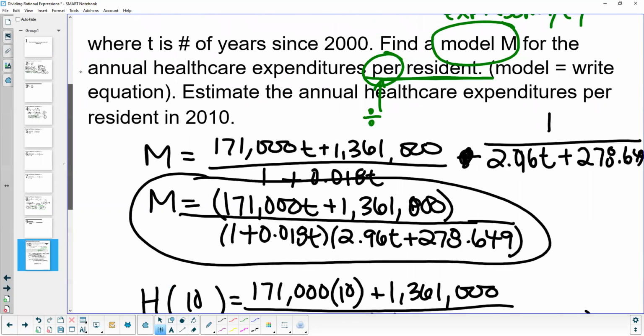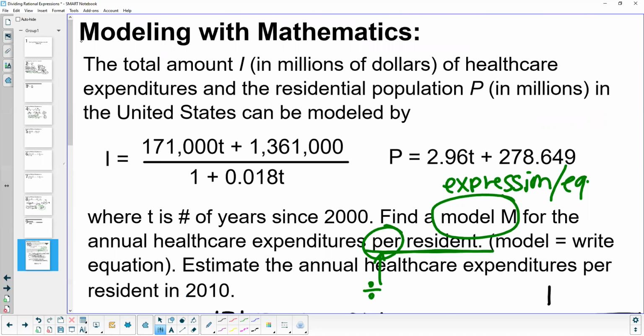So that is how we can use the idea of dividing rational expressions and apply it in the real world. We see that idea all the time when it comes to extrapolation of data and trying to understand how data works and how it will relate to other things. If you have any questions, feel free to reach out, but that is dividing rational expressions.